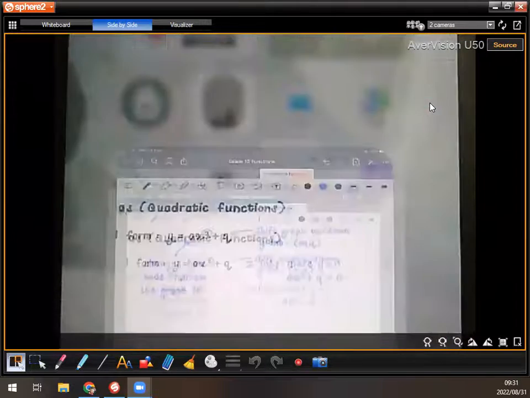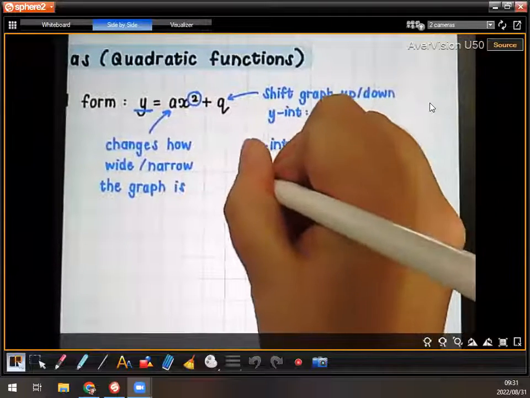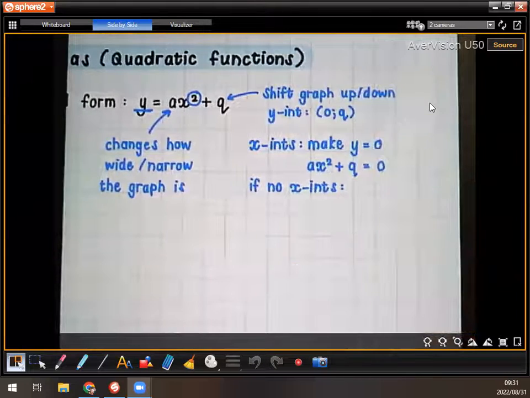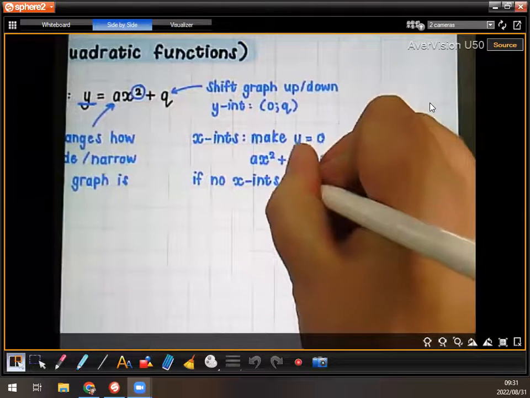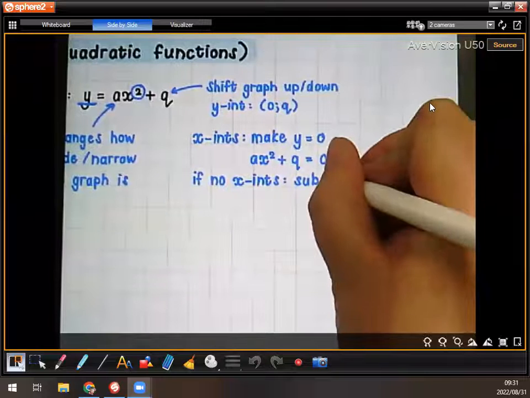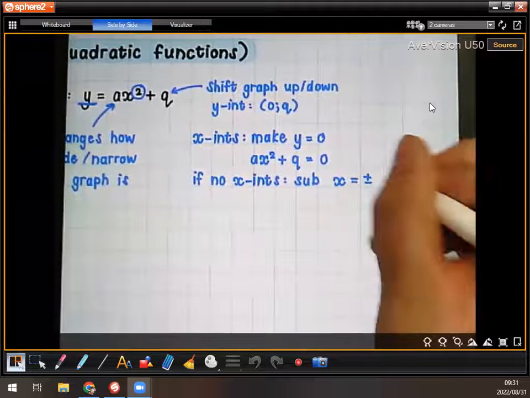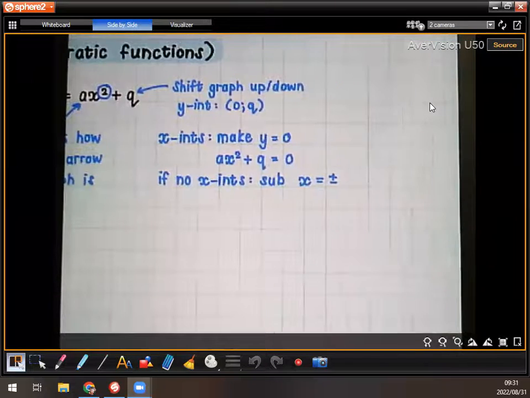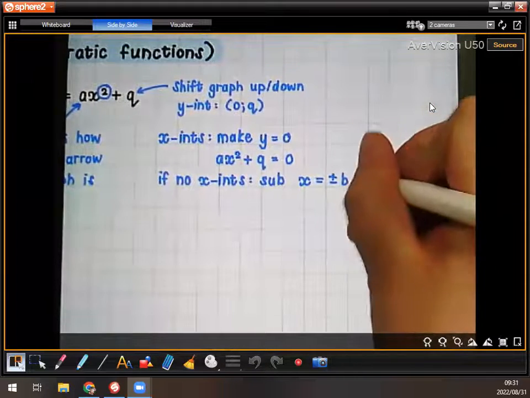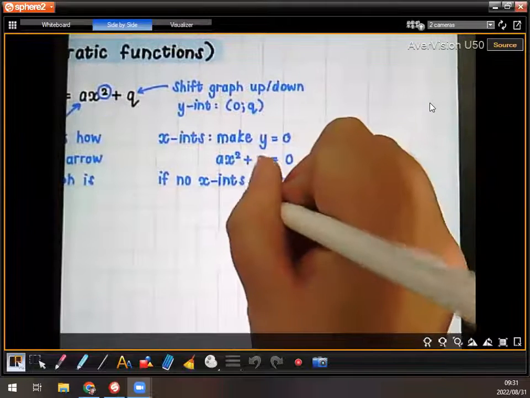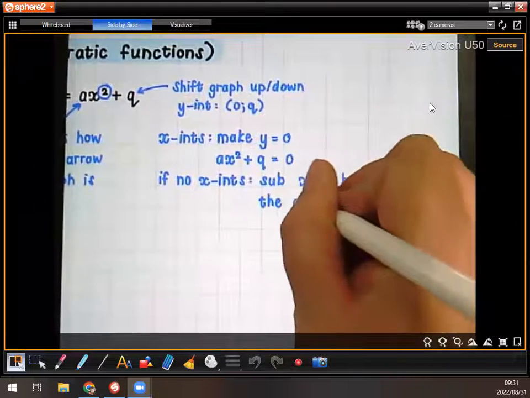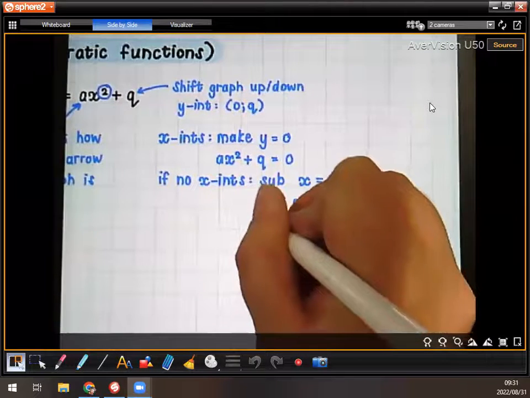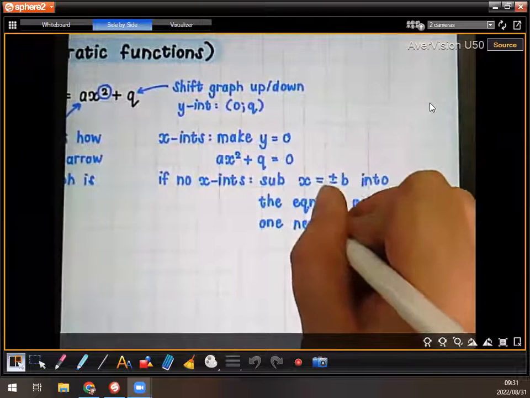Okay, so I'm going to write that down and we are going to practice it. So if no x-intercepts, sub x equals plus or minus, now I need to use a different letter here. I don't want to use A or Q. Shall I use B? Into the equation to get 1 negative and 1 positive.